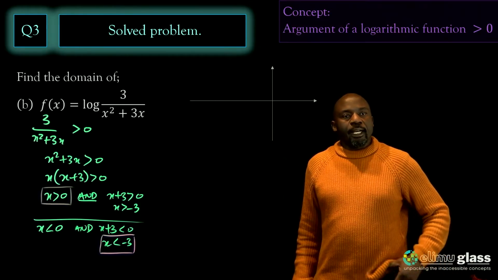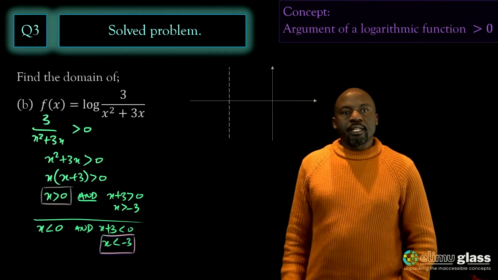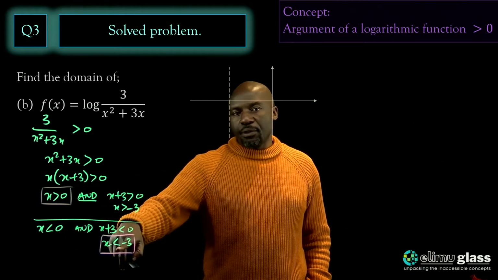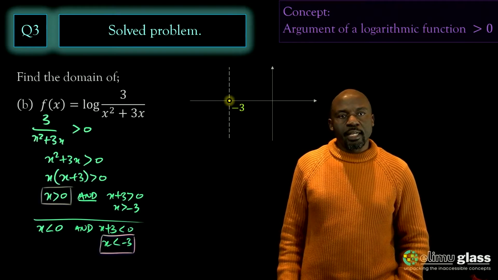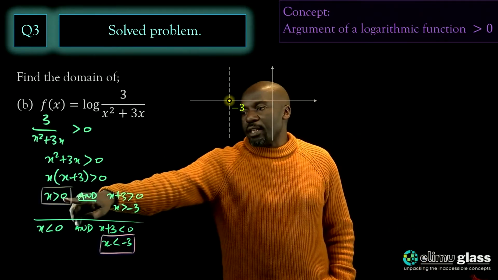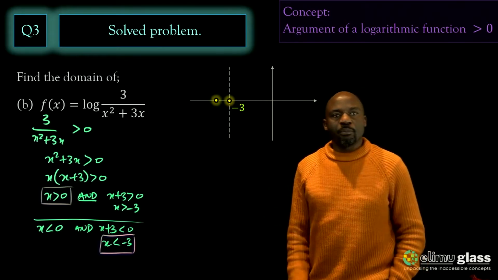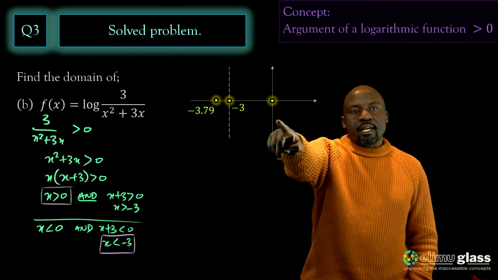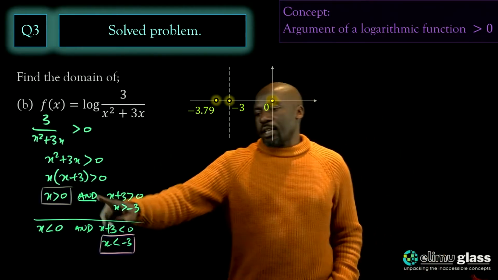Okay, x-axis and y-axis. We know that there is an asymptote at x is negative 3, which is this one here. There is a vertical asymptote there, negative 3. We should also have an asymptote at 0. X is 0, which means the y-axis is an asymptote by itself. Okay, the y-axis is an asymptote.